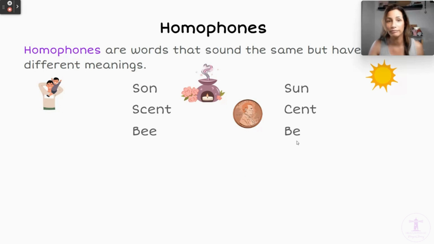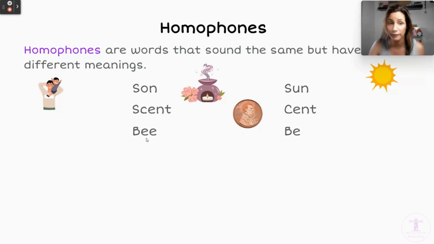Let's look at another example. Be and bee. Again, same thing. It sounds the same. We say them the same, but they are two different words. They're written differently. And they mean different things. Significan cosas diferentes. They mean different things.